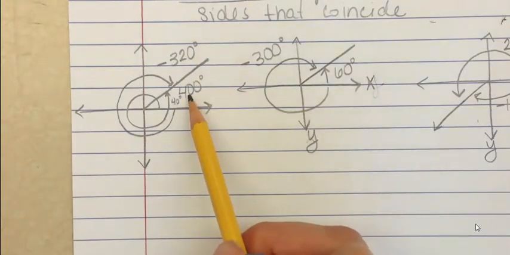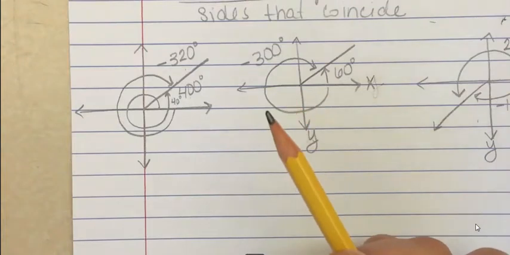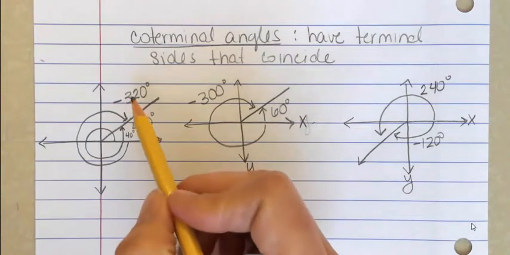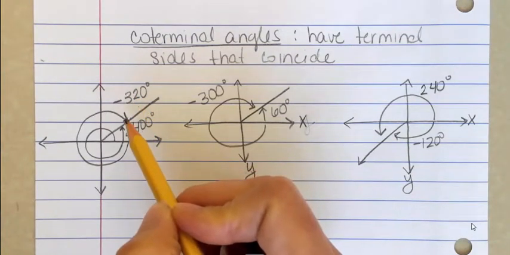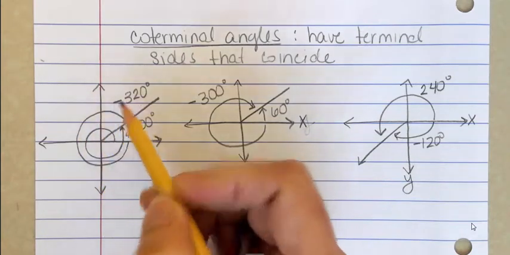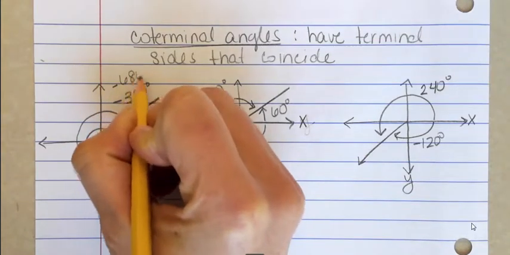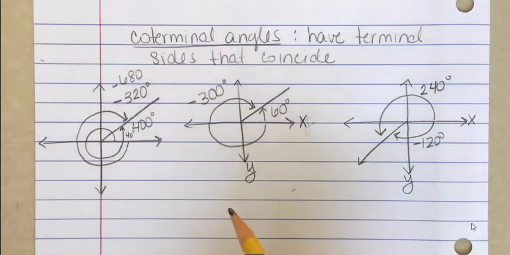Okay, so this 400 degrees and this negative 320 degrees, you could consider those also coterminal angles. And I can have multiple coterminal angles. So I could add another rotation clockwise, which would be like adding another negative 360. So, you know, negative 680 could be another coterminal angle. Go around another time and add another negative 360.